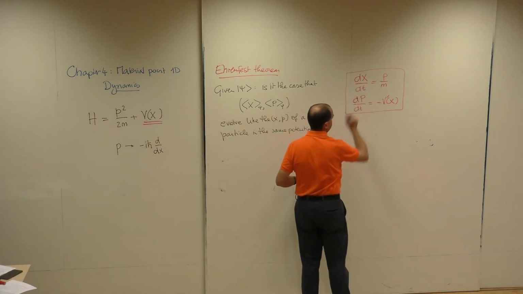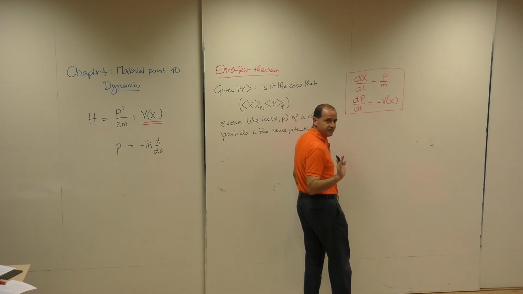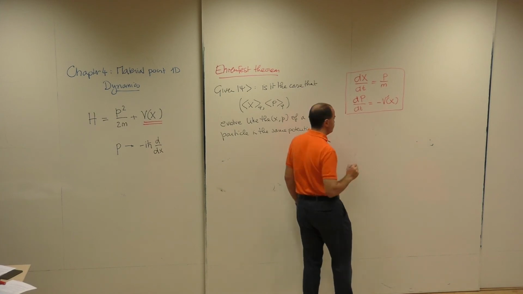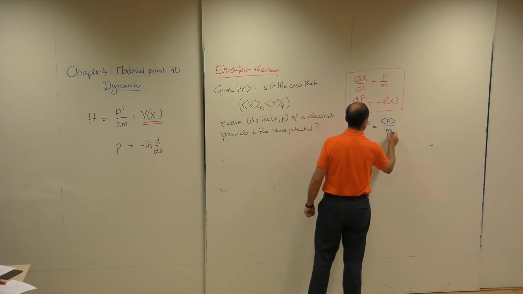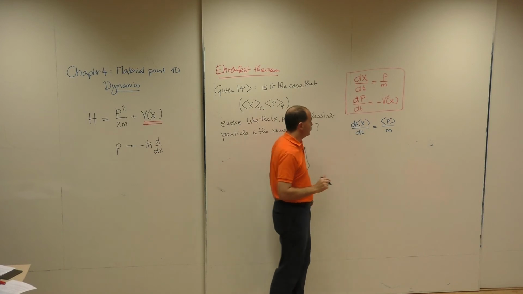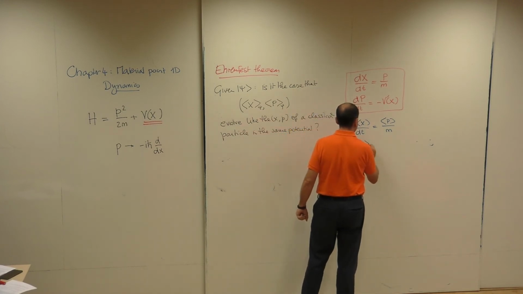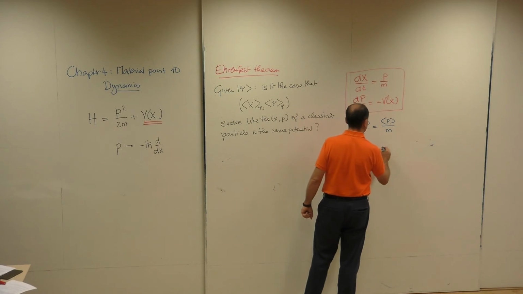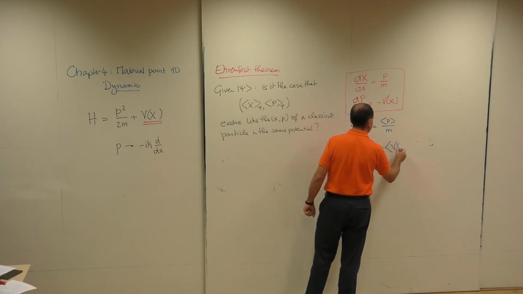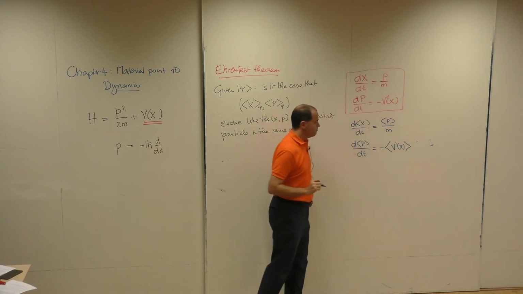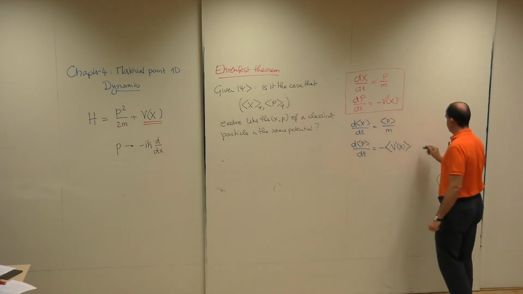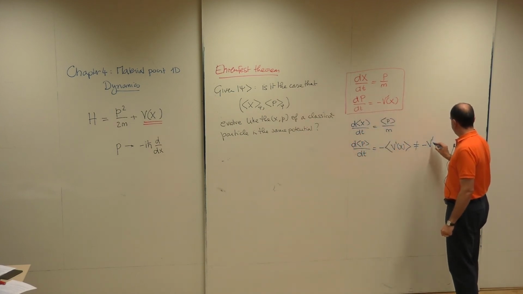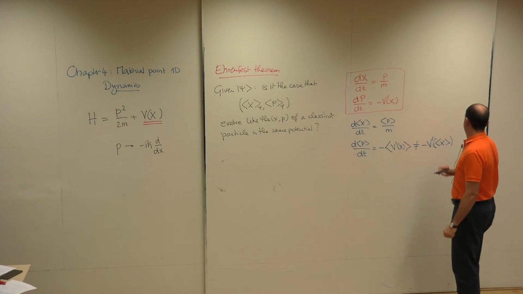Well, taking the average value commutes with the derivative because the state is fixed, right? Here it is the operators that evolve, the state is fixed. So we have that d average x over dt is equal to average p over m. So far so good, this looks pretty okay. Let's try the second one. d average p over dt is equal to minus the average value of v prime of x. That in general is not equal to minus v prime evaluated at the average x.